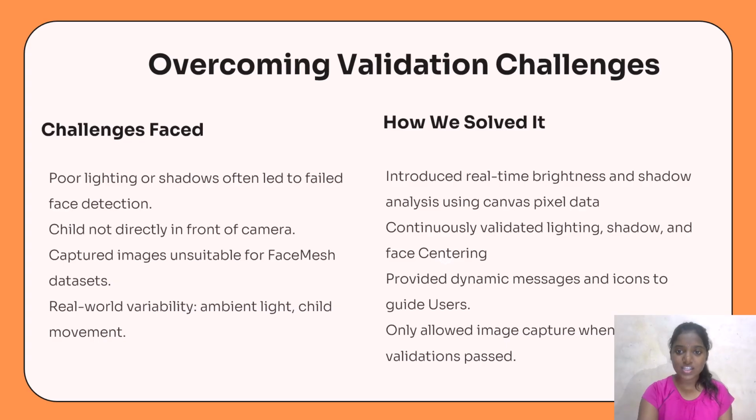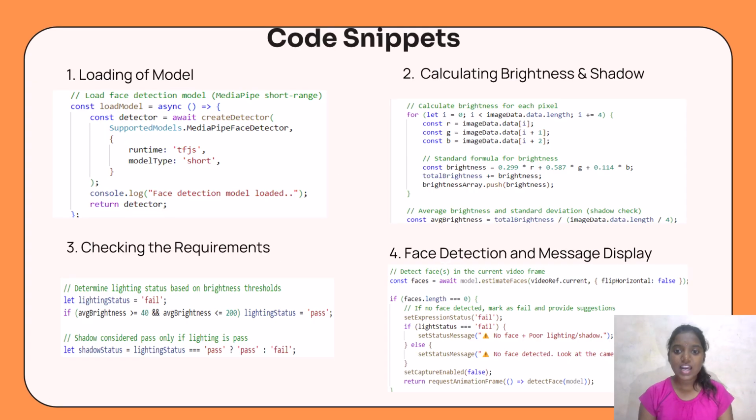We faced issues like poor lighting or children not looking directly into the camera. Our solution? We introduced real-time shadow detection, gave dynamic feedback, and ensured only validated images are captured. These snippets show how we loaded the model, checked lighting, and allowed image capture when validations are passed, ensuring consistency and quality in every image.